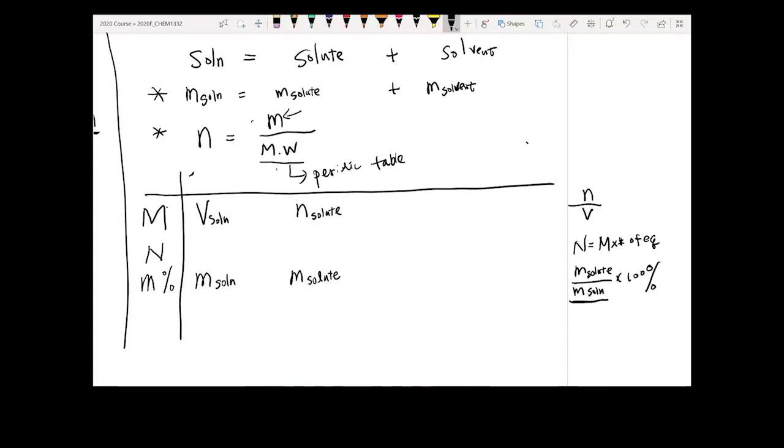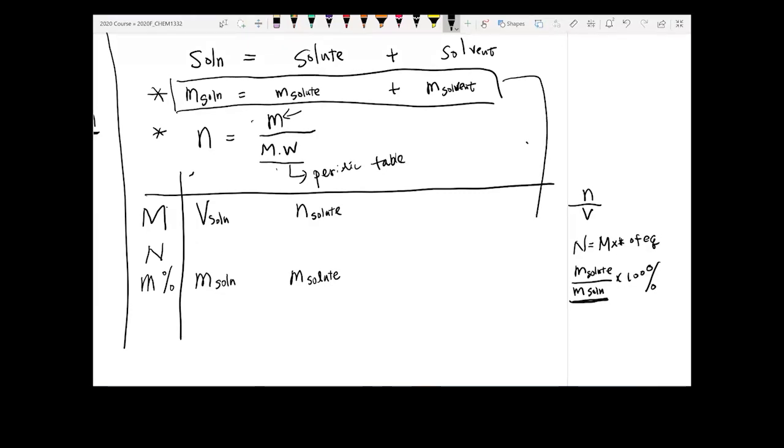The only thing that can change when you look at the questions is the mass of solution. It may not give you the mass of solution directly, but it gives you the mass of your solute and the mass of your solvent. Then what you need to do is calculate the mass of solution from this equation. Then all the calculation will be very straightforward.